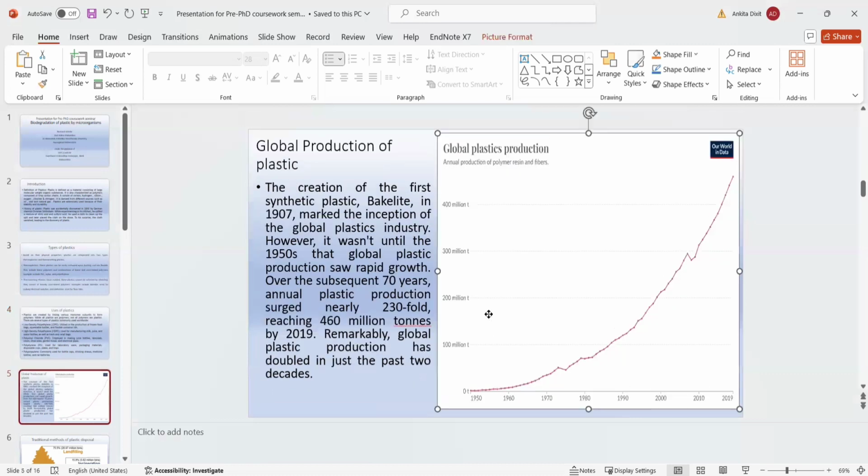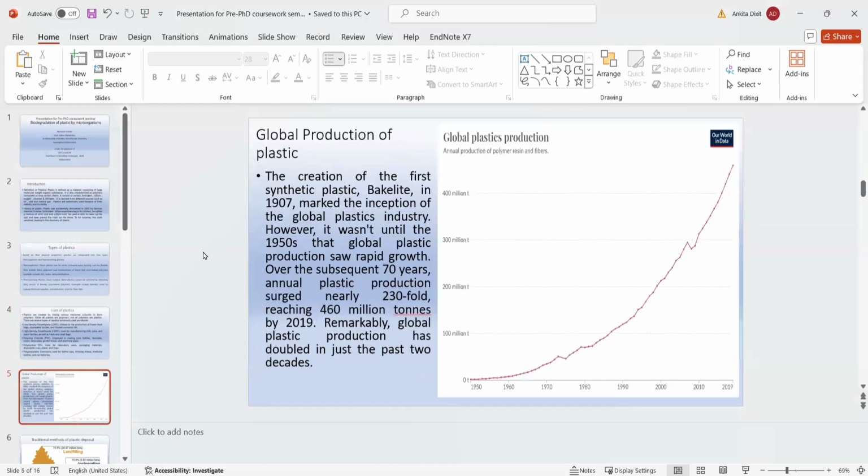Here we are. I am going to show the global production of plastic. The creation of the first synthetic plastic, bakelite, which was synthesized in 1907, marked the inception of the global plastic industry. However, it wasn't until the 1950s that global plastic production saw rapid growth. Over the subsequent 70 years, annual plastic production increased nearly 234 times, reaching 460 million tons by 2019.